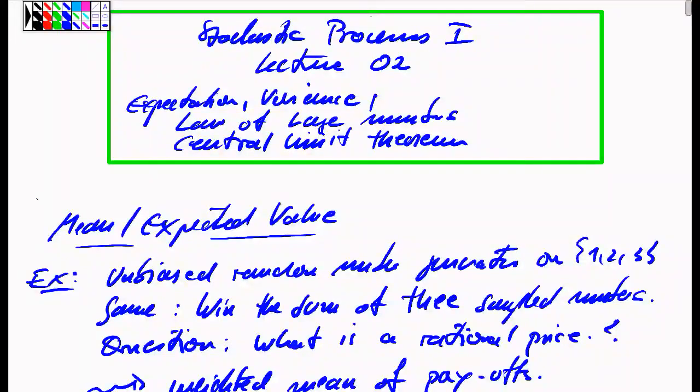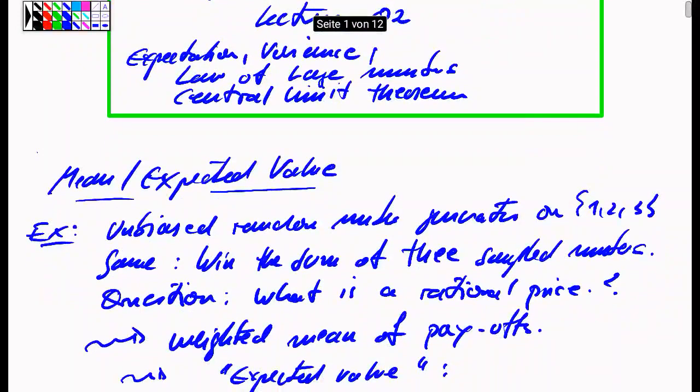And then we will discuss the law of large numbers in weak form, and we will present without proof the central limit theorem, which tells us that the standard normal distribution, the Gaussian distribution, is a natural phenomenon in nature. Okay, let's get started with the concept of the expected value of a random variable. Let's start with an example.